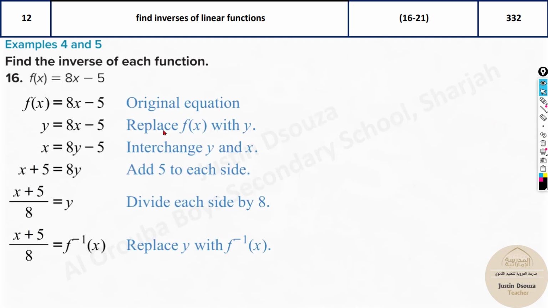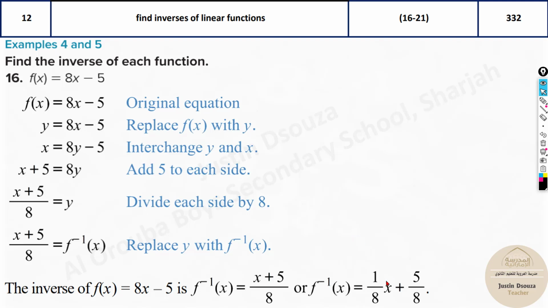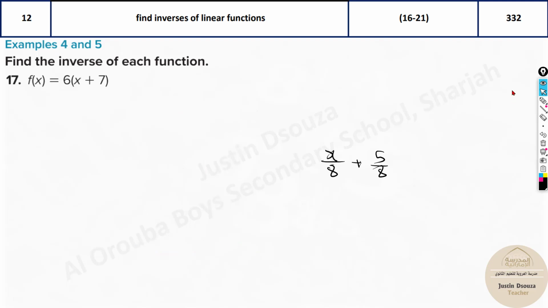And the same way you can try the other problems by yourselves. Over here, what they have done is they have simplified it further. This 8, they have used the distributive property: x divided by 8 plus 5 divided by 8. So 1 by 8 times x and x by 8 are the same thing. Next one is over here. Now if you're thinking the final answer would be x minus 7 by 6, this is kind of wrong.